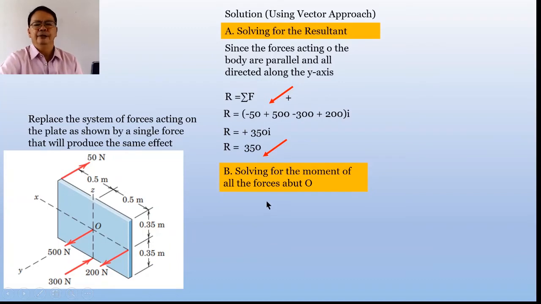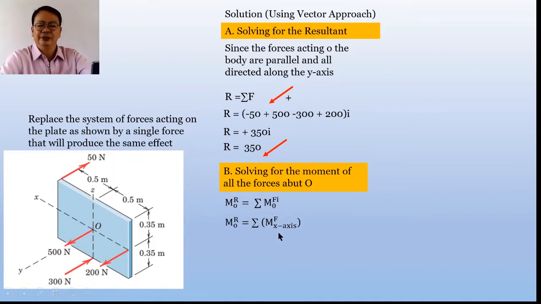So we solve for the moment of all the forces about O. And how are we going to do it? Okay, when we say the moment of the resultant about O, it will just be equal to the summation of the moment of the individual forces about O. Yung F sub i na tinutukoy dito is defined as the individual forces about the same point O. And this could be taken using the individual moment about the different axes, that is the summation of moment of all the forces about the x-axis plus the summation of moment of all the forces about the y-axis and the summation of the moment of all the forces about the z-axis.